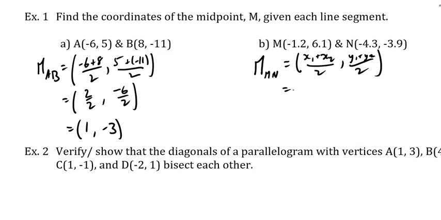How many people got 1 comma negative 3? Look at your answer and see if you've got brackets around. I forgot to write the formula. Ooh, bad. There wasn't a lot of space, I know. So make sure you have brackets around the whole thing.